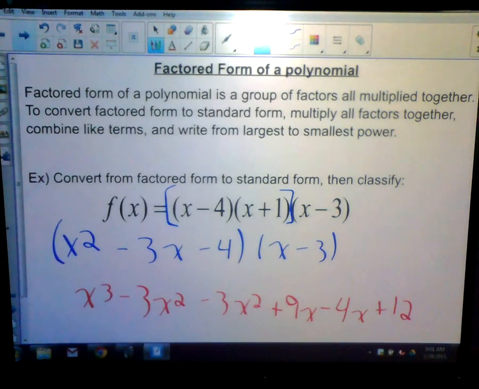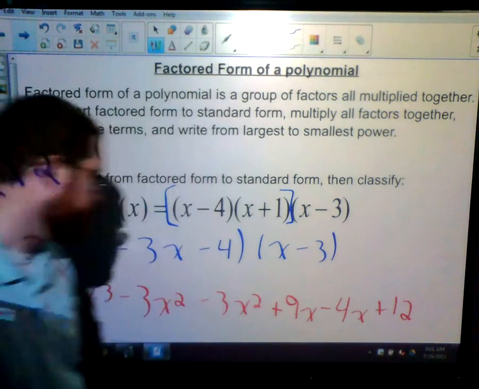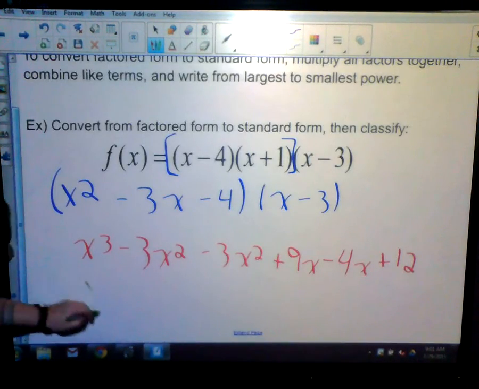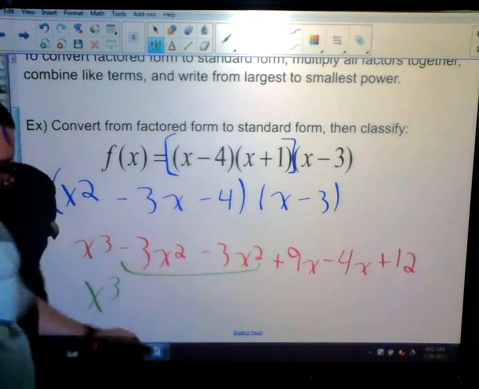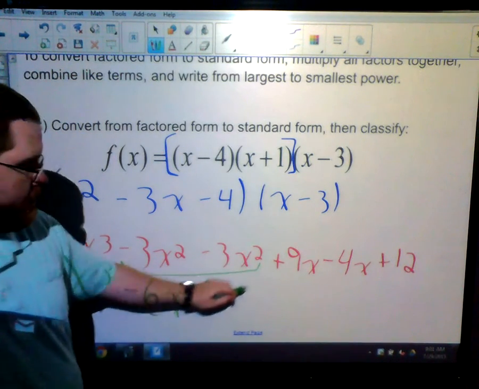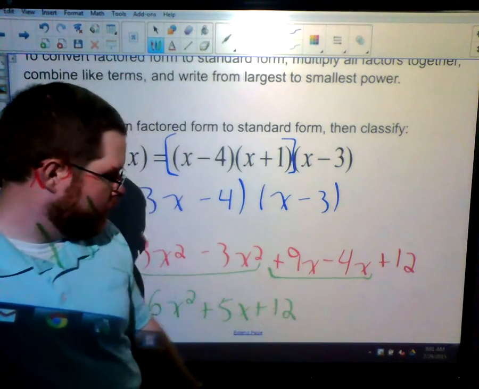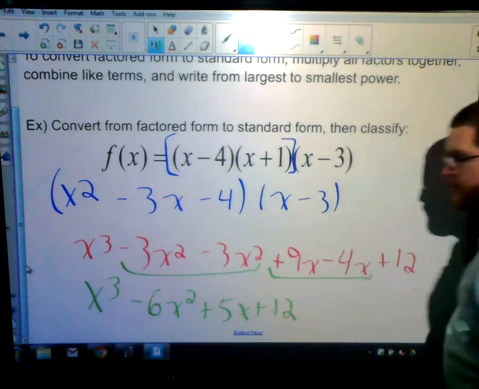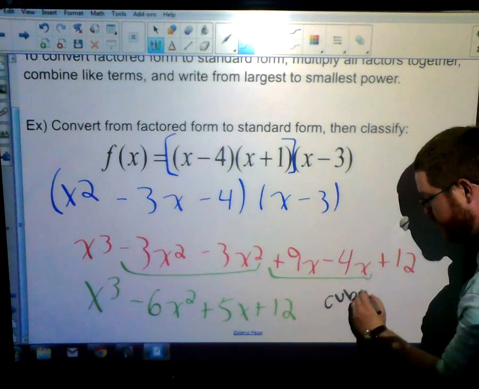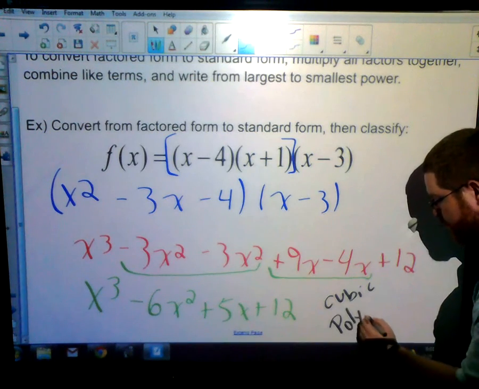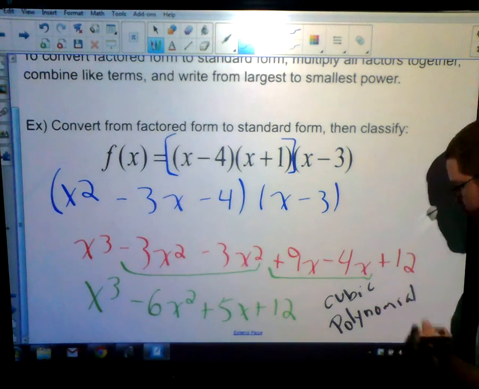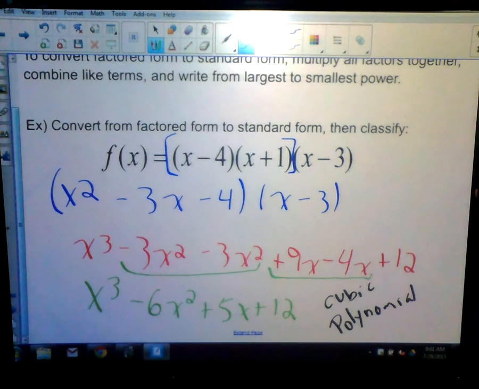That's not standard form because we haven't combined our like terms. Combine like terms: x cubed minus 6x squared plus 5x plus 12. Well, what kind of function is this? It's a cubic because it's x to the third, and it's a polynomial because there's more than 3 terms. So that's how to go from factored form to standard form. To go from standard form to factored form is much, much harder, and that's what we're going to work on for the next couple sections.